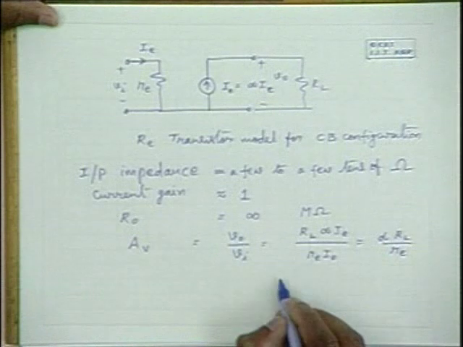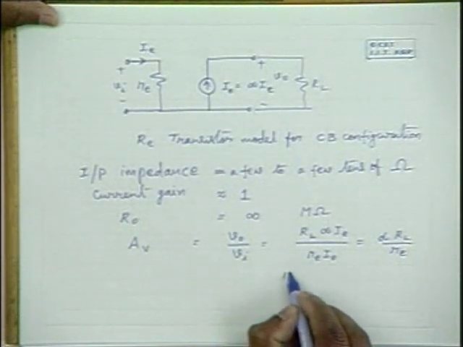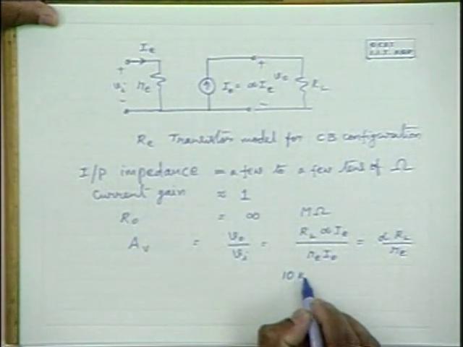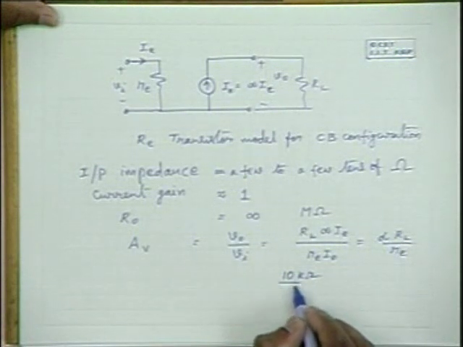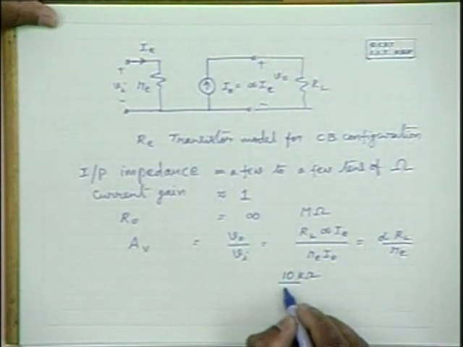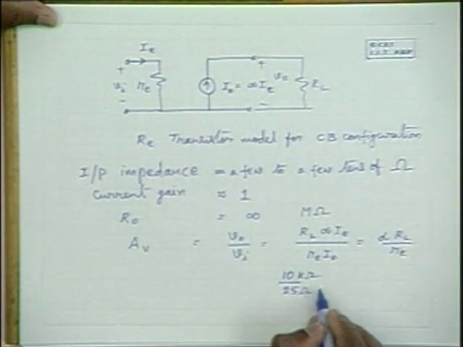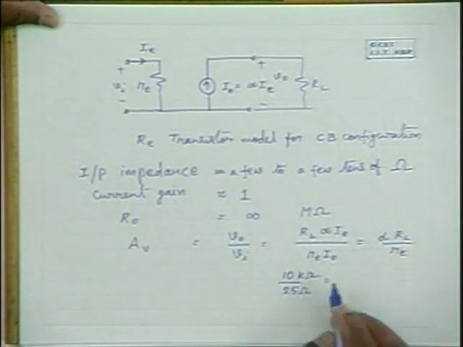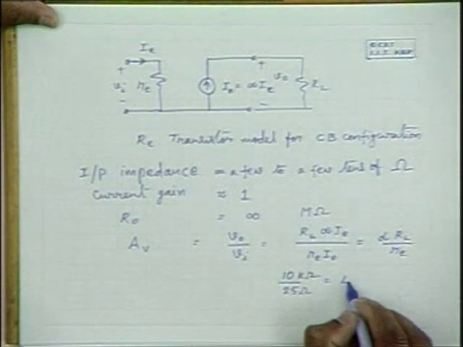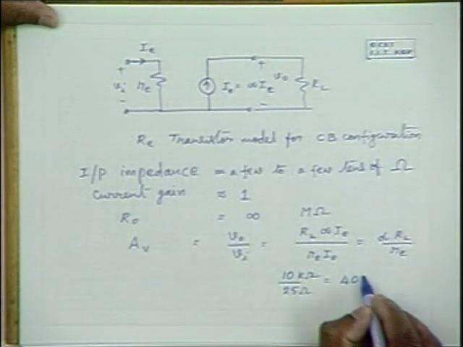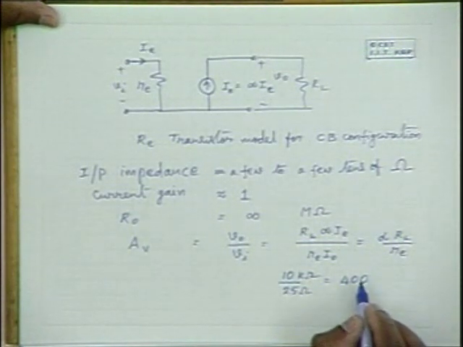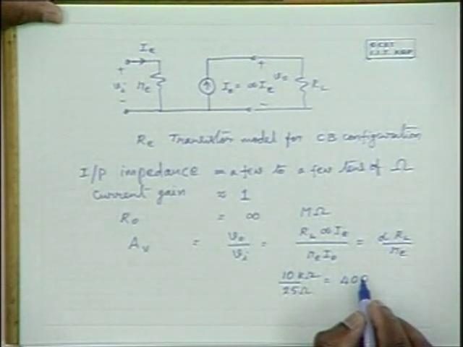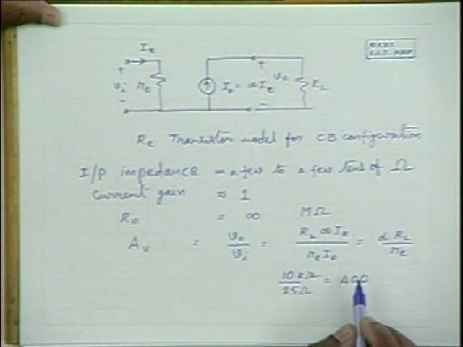As an example, when you used a 10 kilo ohm resistance over here and the input impedance is say 25 ohms, how much gain do you get? Gain is 400. That is the amount of gain you get.